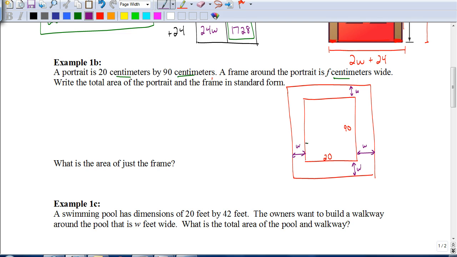Okay, so now I have to come up with my new dimensions. My base and the height. My base is going to be, well, I have this width and the width of my picture. So it's going to be 2W plus 20. The height, well, I have this width and this width, so that's 2W plus the height of the picture, which is 90.